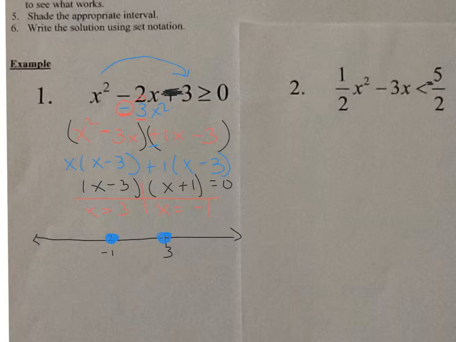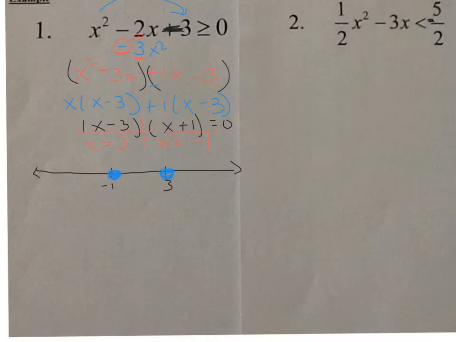All right, now you're going to pick points. You're going to pick a point to the left of -1, in between -1 and 3, and then a number to the right of 3. The number I'm going to pick to the left of -1 is going to be -2. So right here, check -2. I need a point in the middle, so x equal to 0 would be the easiest, and x equal to 4.